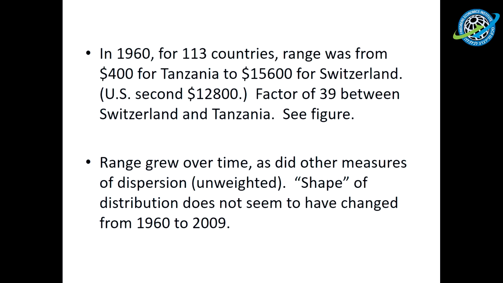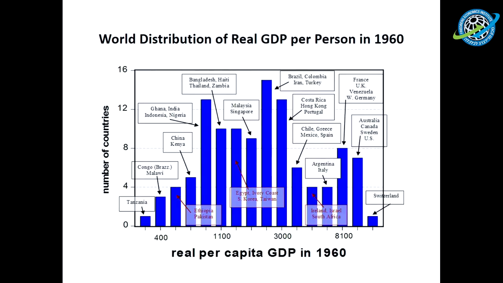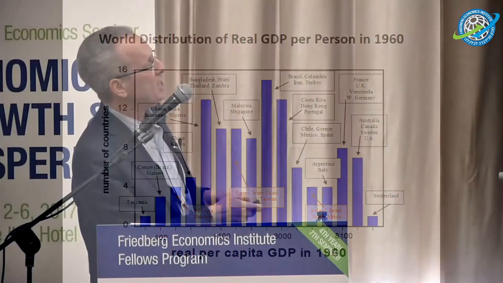If you look at the factor comparing the richest and the poorest place, in 1960 that was about 39. And that's increased substantially. That is, the spread between the poorest and the richest country has risen dramatically after roughly 50 years after 1960. So if you look at that picture, that's this diagram. This is the same kind of distributional diagram for per capita GDP across countries, but applying in 1960 rather than a recent year, which was 2009. And you can see the range from Tanzania to Switzerland.